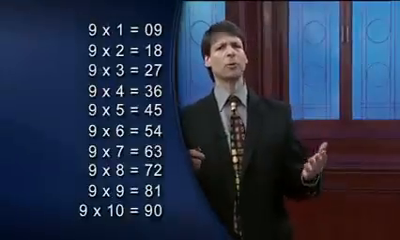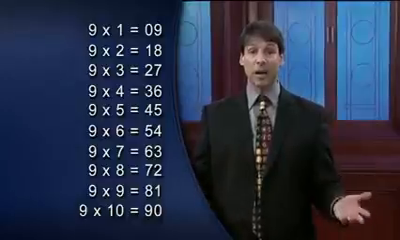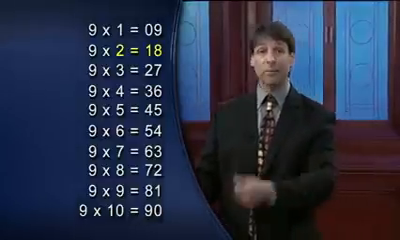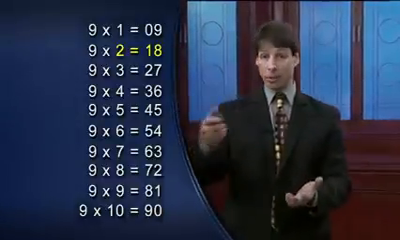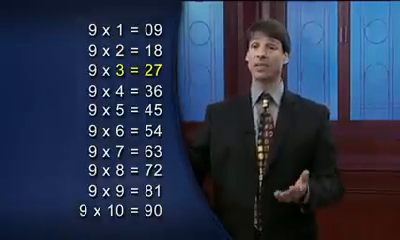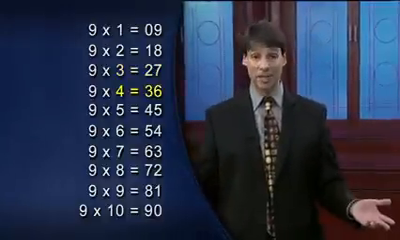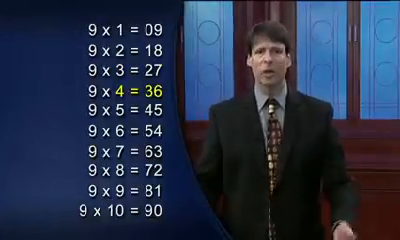You'll notice that the multiples of 9 have the property that their digits add up to the number 9, right? Like 9 times 2 is 18, and 1 plus 8 is 9. 9 times 3 is 27. 2 plus 7 is 9. The digits of 36, 3 plus 6, add up to 9, and so on.